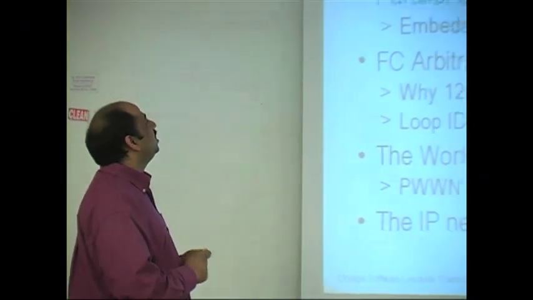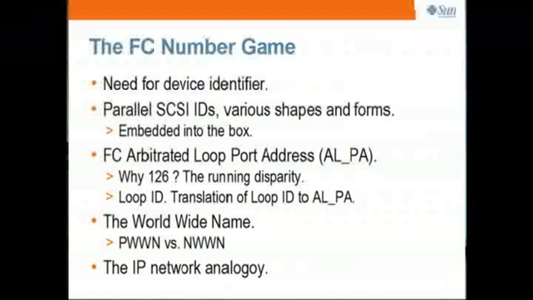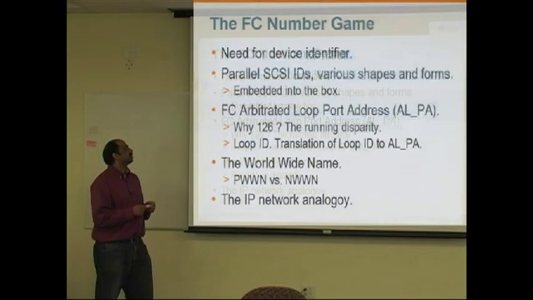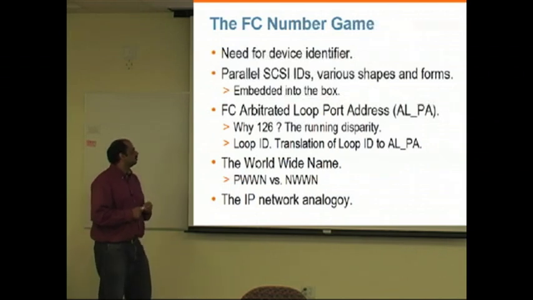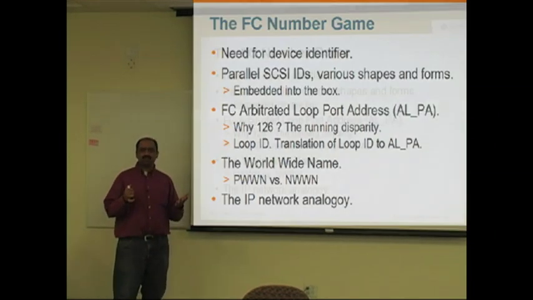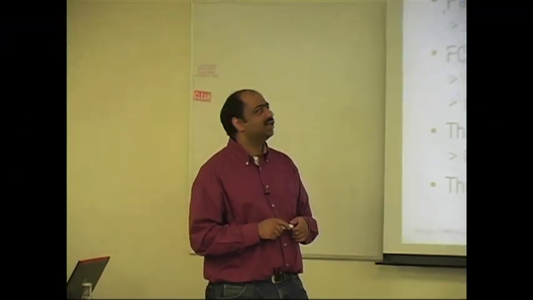Okay, so with that, we'll dive into the Fiber Channel number game. So this is the most confusing part. At least a lot of people have asked me these questions about what all these numbers are. And I'll try to describe all of them, and it's kind of confusing, but we'll see where it goes. So the basic thing is there is a need for a device identifier. You have a device which you need to talk to, and there's a need for an address, an identifier for that device. In parallel SCSI days, there was a SCSI ID.